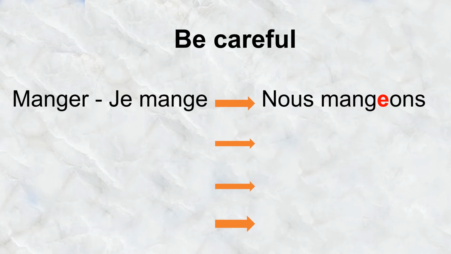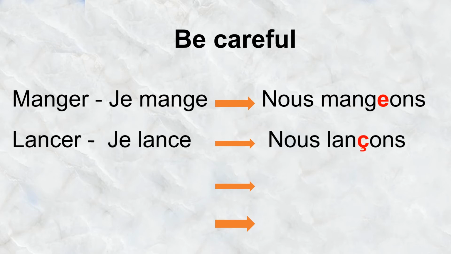And then once we reach the nous, if we don't have the E, we would say nous mangons. So we wouldn't have the original sound of the je mange. So to keep that sound, we're going to add the E because a G next to an O gives you a go sound. So we're going to say nous mangeons with an E. So remember to put that E each time you have a we form. Each time you want to say we eat, or we are eating, or we have been eating for a period of time, you will have to write nous mangeons.